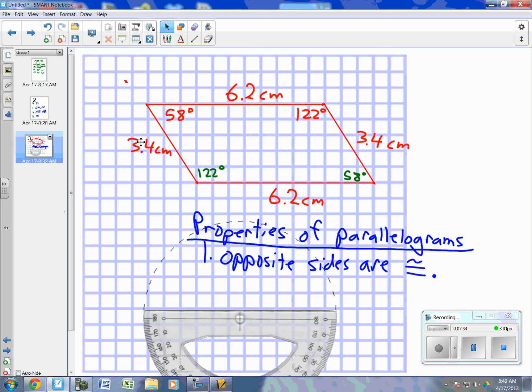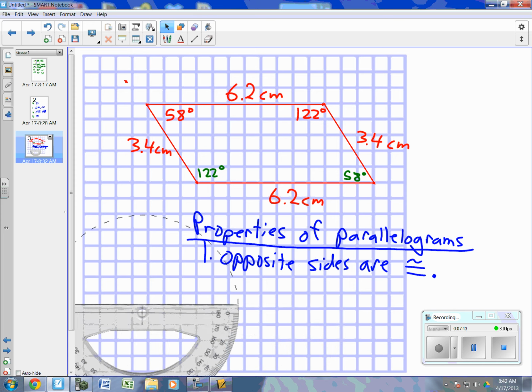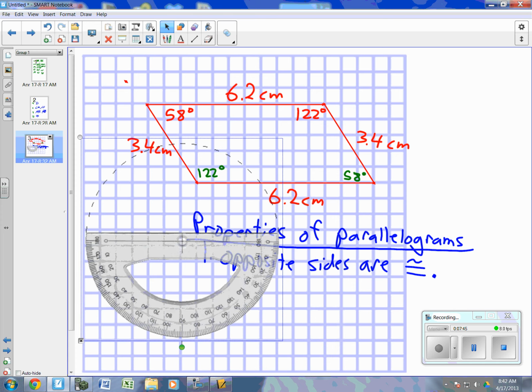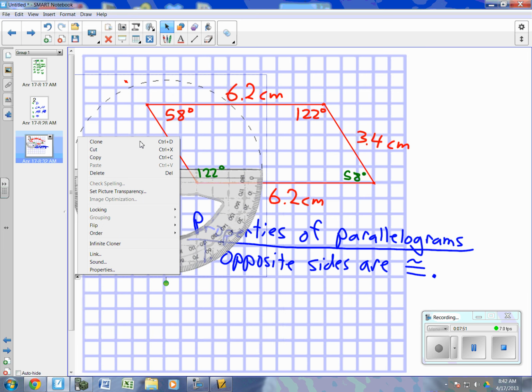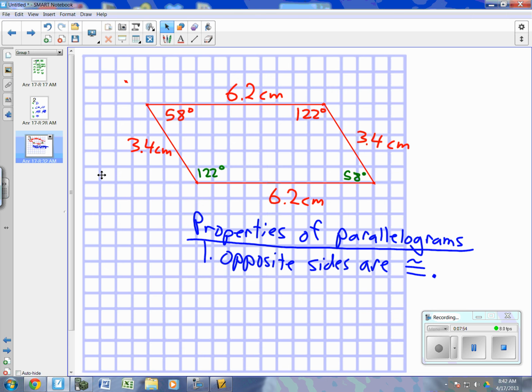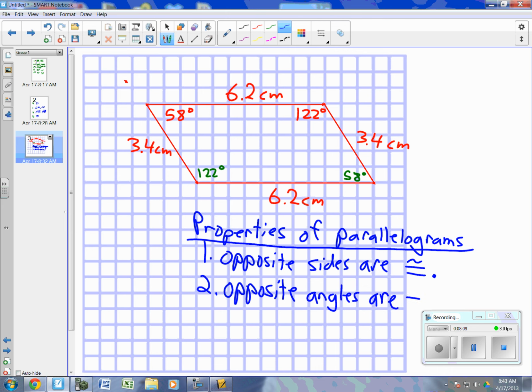What do you learn right there, you guys? Opposite angles are congruent. Does everybody understand that? Did you guys find that out? Opposite angles are congruent. Okay?